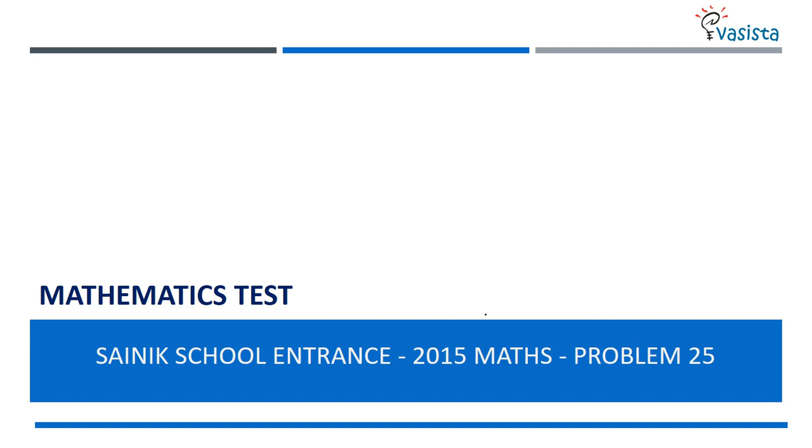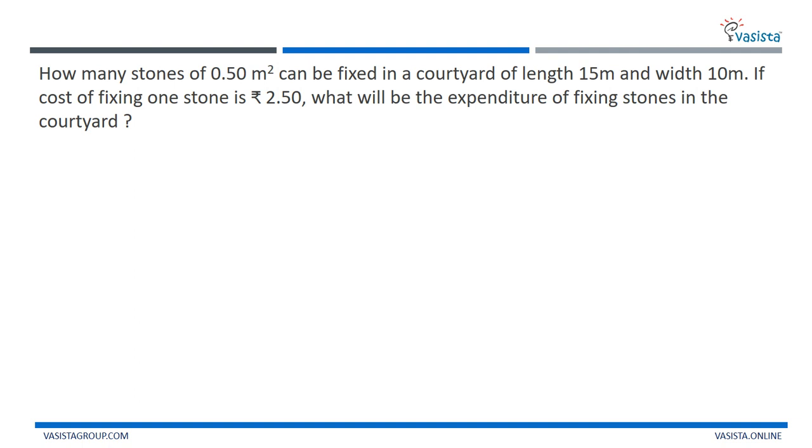Right, this is problem number 25. Let me solve here. How many stones of 0.50 meter square can be fixed in a courtyard of length 15 meter and width 10 meter? If cost of fixing one stone is rupees 250, what will be the expenditure of fixing stones in the courtyard?